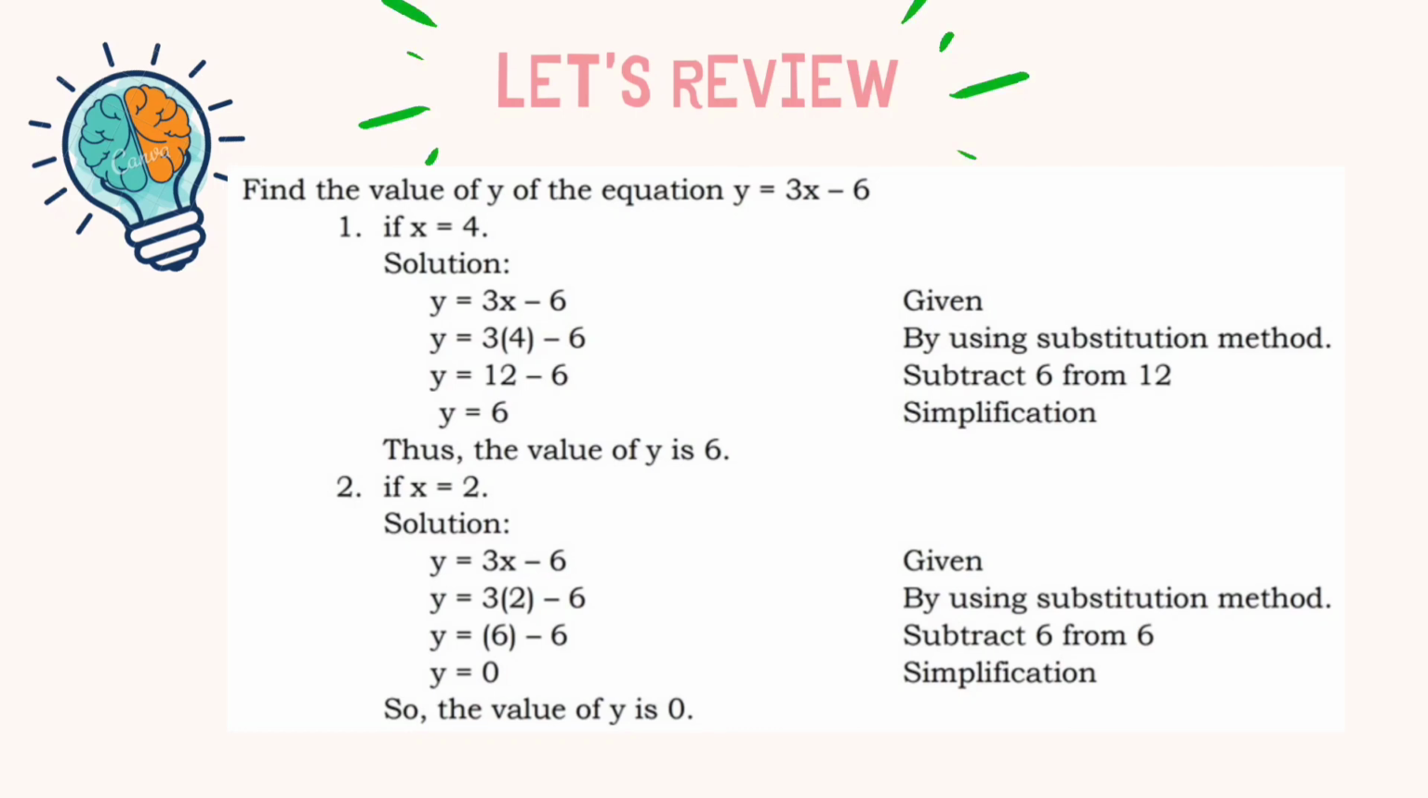Given the equation y equals 3x minus 6, if x is equal to 4, what would be the value of y? By substituting the value of x, which is 4, in the equation, we will have y equals 3 times 4 minus 6. Subtract 6 from 12. Therefore, we have y equals 6. Thus, the value of y is 6 when x is equal to 4. When x is equal to 2, the value of y is equal to 0.